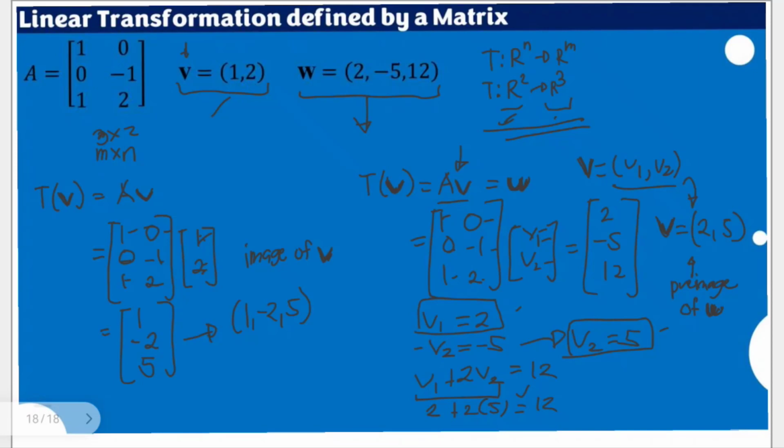But of course, we need to determine first which vector is to be used, and this is how we do it using the linear transformation defined by a certain matrix.